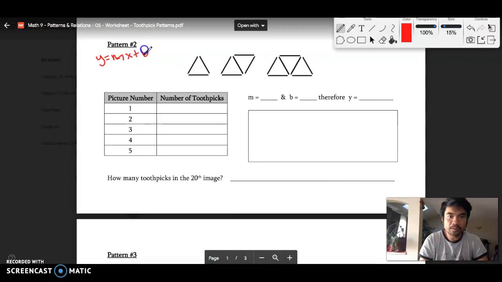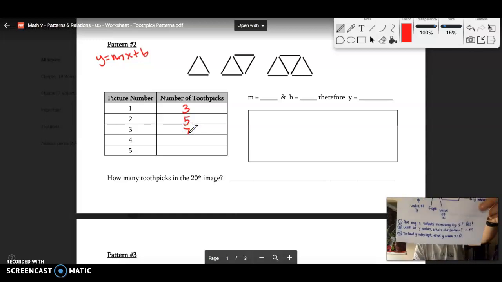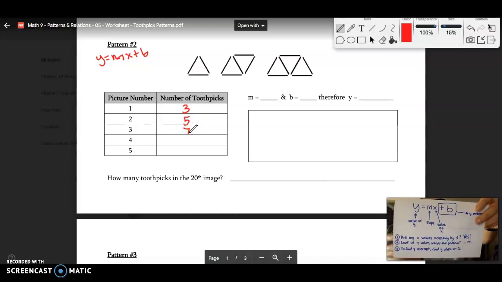So for the first picture, how many toothpicks are there? 1, 2, 3. There are 3 of them. Let's look at the second picture. How many toothpicks are there? 1, 2, 3, 4, 5. There's 5 of them. For the third image, how many toothpicks are there? 1, 2, 3, 4, 5, 6, 7. There are 7. So now we can look at our y equals mx plus b again.